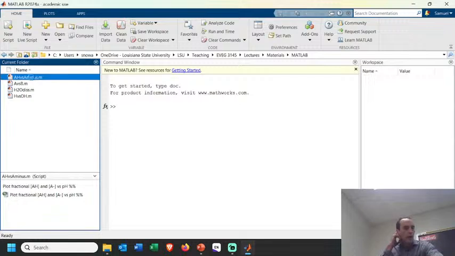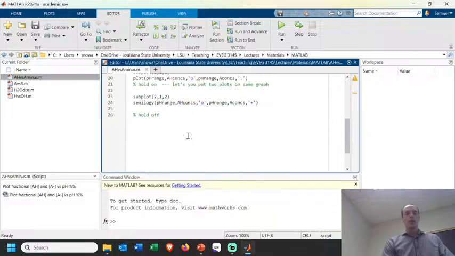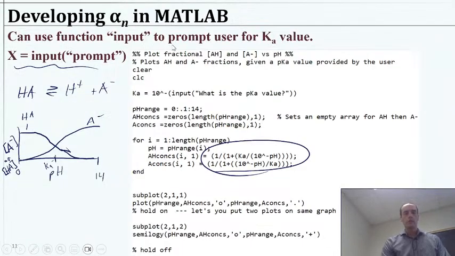Okay, so I have this program. I've named it AH versus A minus. Basically, in the PowerPoint, I just copied over this exact stuff. You could open these even in Notepad if you wanted to, and it'll look a lot like what we saw here. This is just me opening it in Notepad.